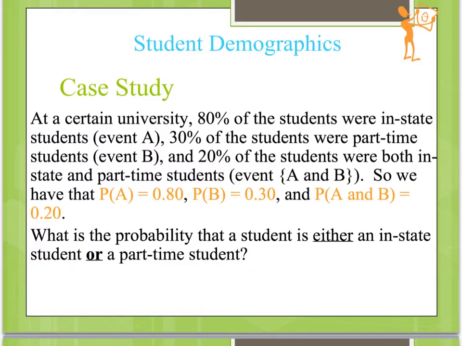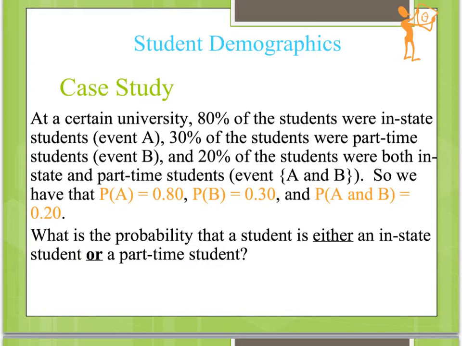So here's a case study on student demographics. 80% of the students were in-state, 30% were part-time, 20% were both in-state and part-time. So that's where they overlap. The in-state students and the part-time students overlapped there.